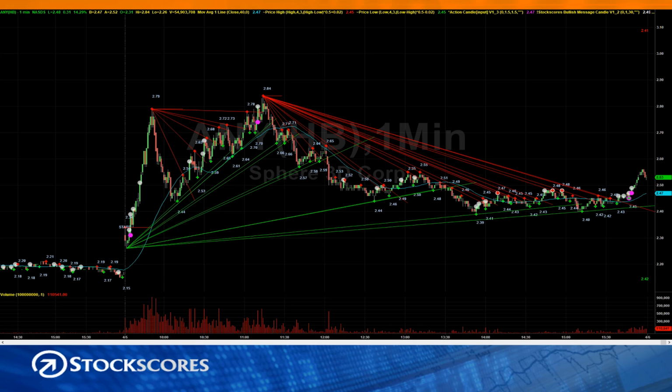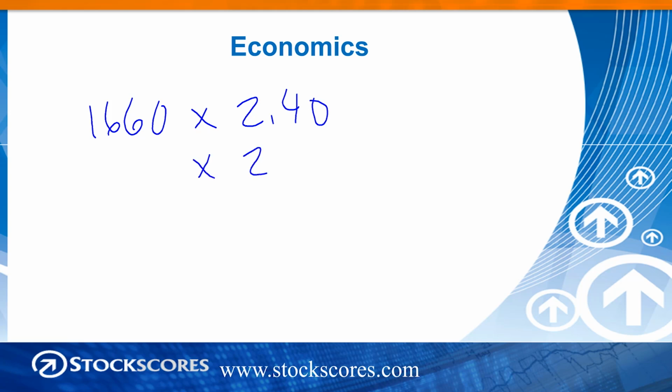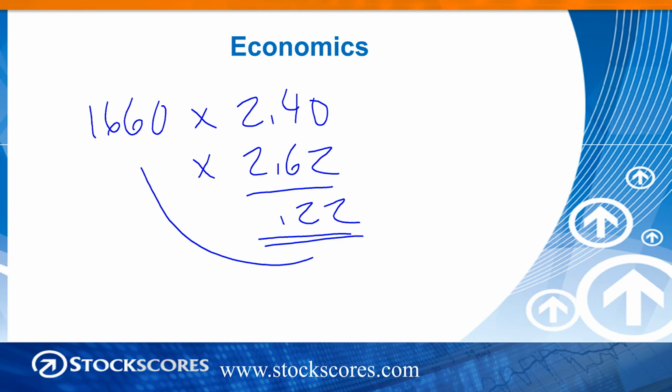So then we can go back to our economics. We bought 1,660 shares at $2.40, and the exit was at $2.62, so that was 22 cents a share in profit. 22 cents a share in profit times that gives us our profit for the trade. Very quickly, it's like $360.